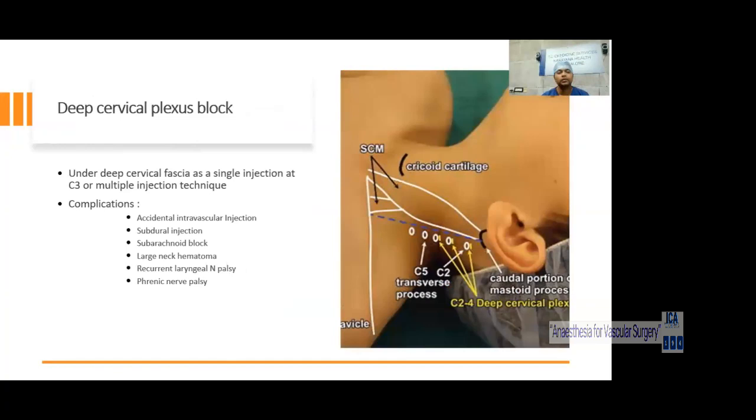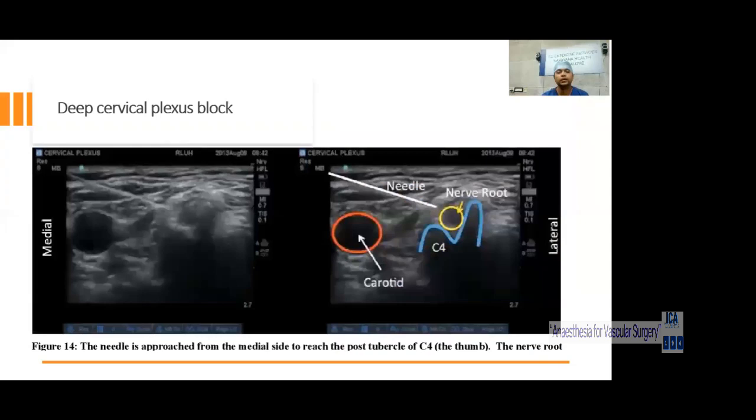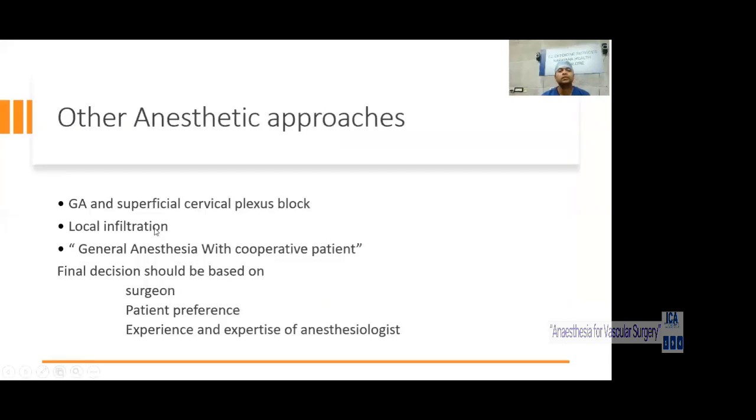It has its own set of complications like accidental intravascular injection, subdural injection, subarachnoid block, large neck hematoma, recurrent laryngeal palsy, or phrenic palsy. Ultrasound guidance can also be used for deep cervical plexus block, where the transverse process will show a hyperlucent line. Other anesthetic approaches: GA can be combined with cervical plexus block. With local infiltration, the surgeon himself can anesthetize tissues layer by layer till he reaches the carotid sheath. General anesthesia with a cooperative patient, who is woken up just before cross clamping, has also been described. The final decision should be based on the surgeon and patient's preference, and the experience and expertise of the anesthesiologist.